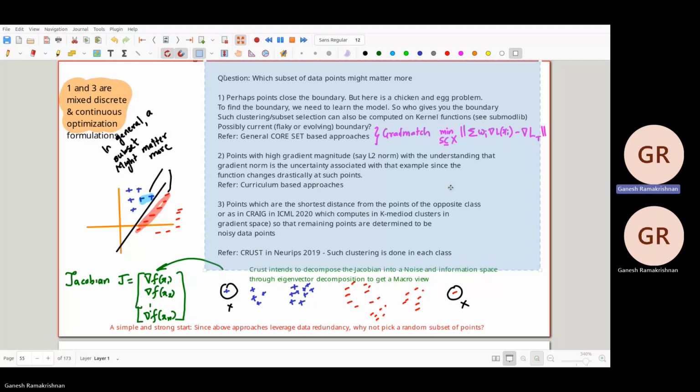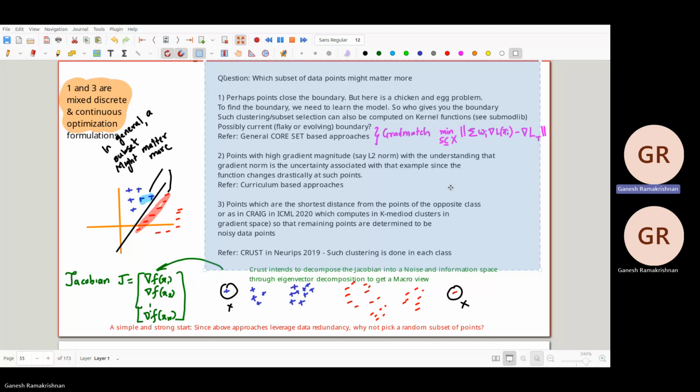Of course, the question you will ask is, how do you compute the distance? Is the distance being computed in a standard Euclidean space, or is it in the space of the gradients? That is also a valid question. But still, I can compute some distance, independent of the function. So points which are shortest distance from the points of the opposite class.